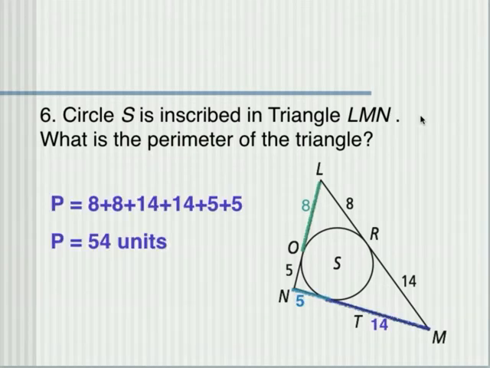So using theorem 12.3, you could figure out, well, if this tangent segment is 5, so is this piece. If this is 14, so is this piece that also starts at the same endpoint. Now you have all the pieces of your perimeter, and you can add it up to get your answer.